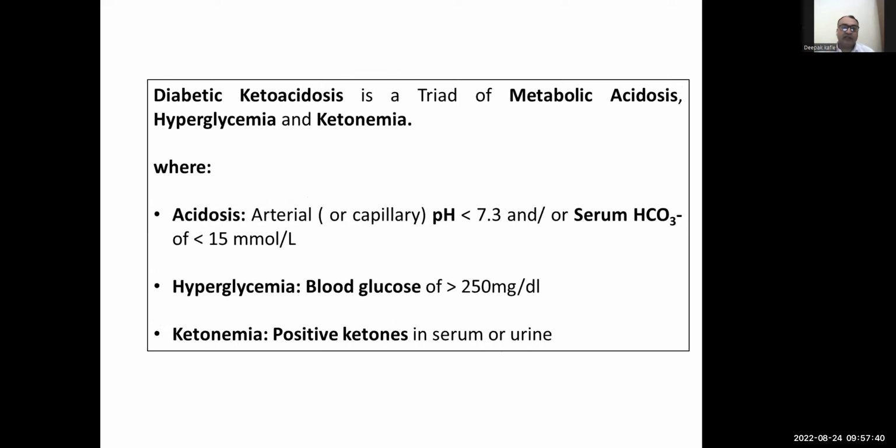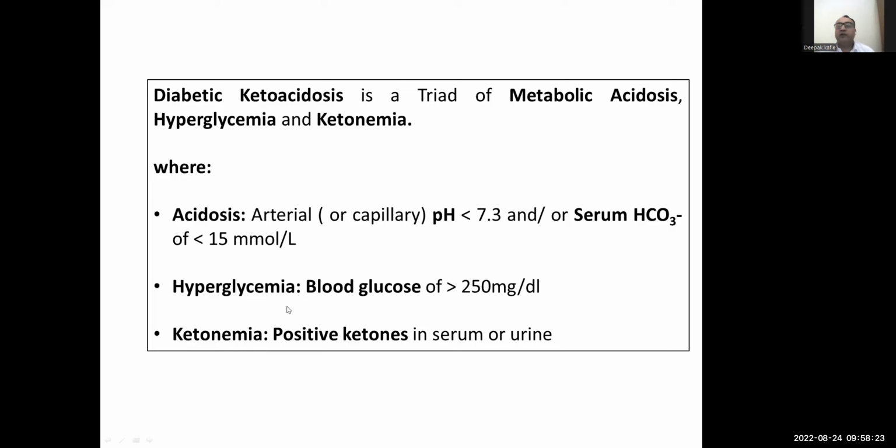That's why the main features in case of diabetic ketoacidosis are the triad, which consists of metabolic acidosis, hyperglycemia, and ketonemia, where acidosis leads to a decrease in pH to less than 7.3. Of course, when the hydrogen ion concentration increases, it will be buffered by the bicarbonate buffer system present in our blood, and that's why the concentration of bicarbonate will be decreased. And when bicarbonate is decreased, it leads to a high anion gap metabolic acidosis.